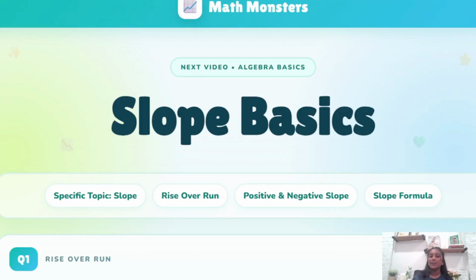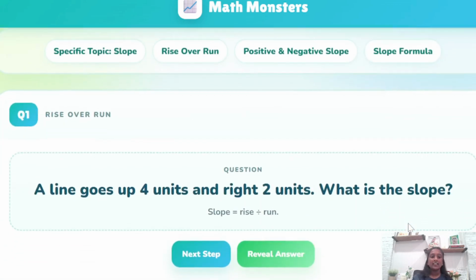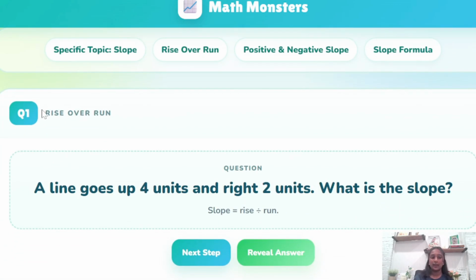Alright, so like I said, we'll be getting introduced to rise over run, positive slopes, negative slopes, slope-intercept form, and the slope formula. So let's start with number 1, which is a quick overview of rise over run. So a line goes up 4 units and right 2 units, and we want to figure out the slope of this line. So slope is basically how steep a line is in geometry. So slope is calculated by dividing how much we're rising the line by how much we're running the line, which run is left and right and rise is up and down.